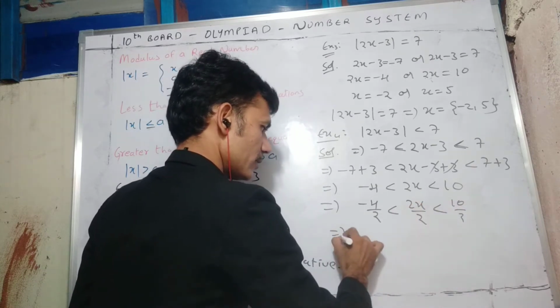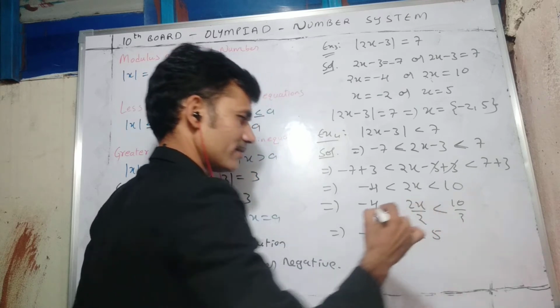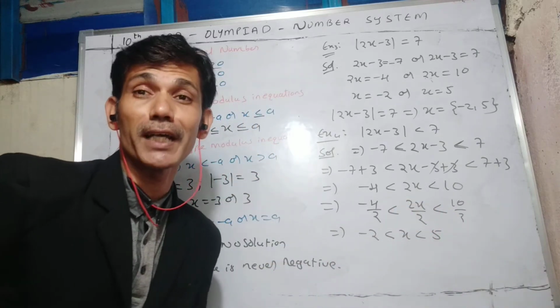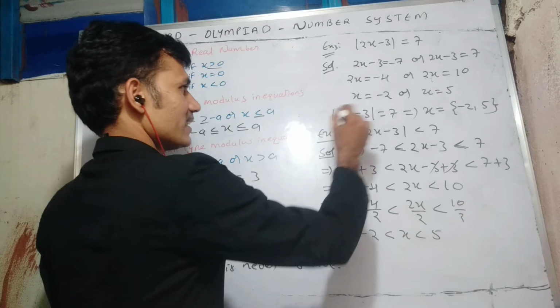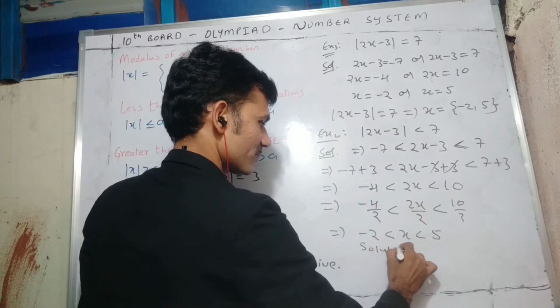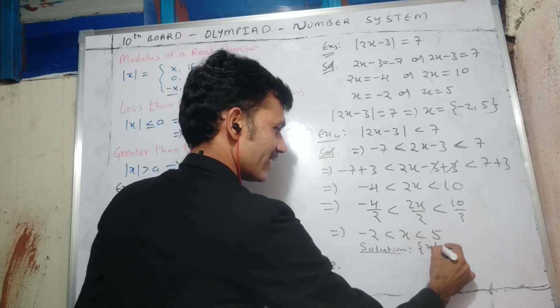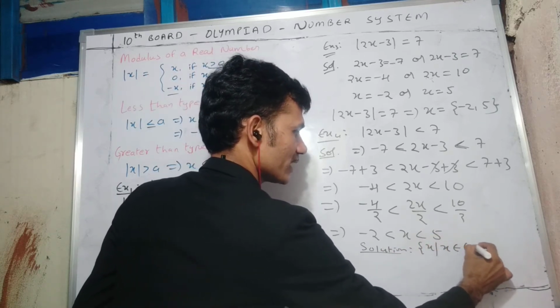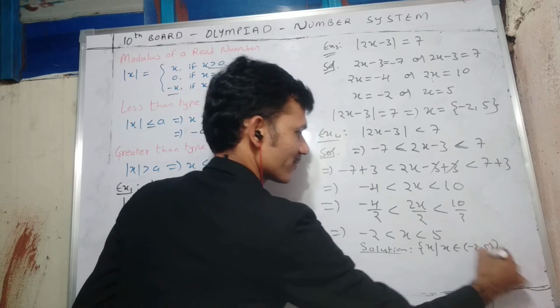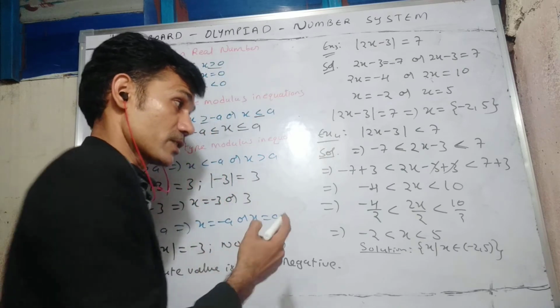So this value is minus 2 less than x less than 5. So x values lie between minus 2 and 5. Therefore, how can you write the solution? x such that x belongs to (-2, 5). Small brackets I have used, also called open brackets.